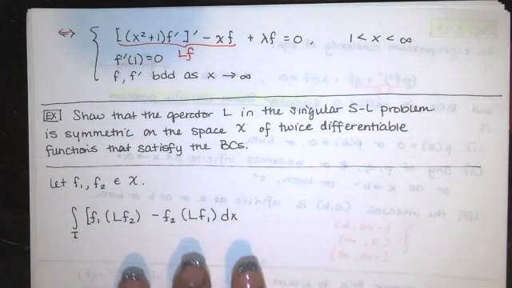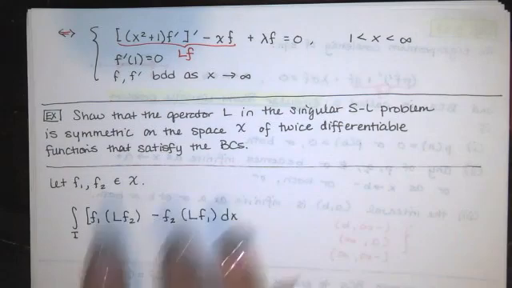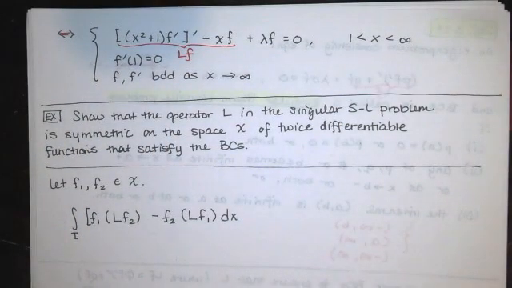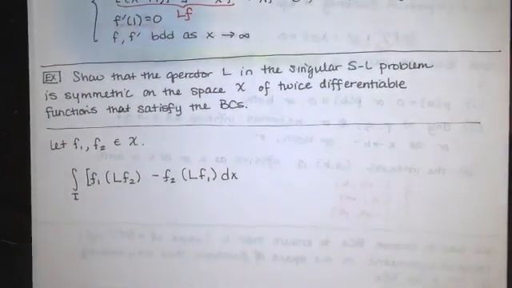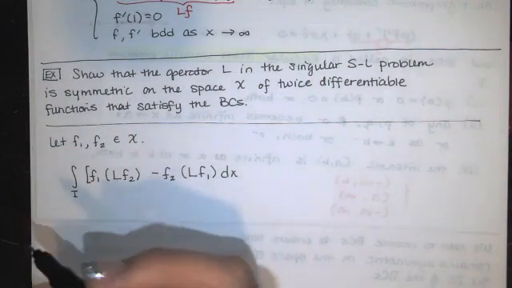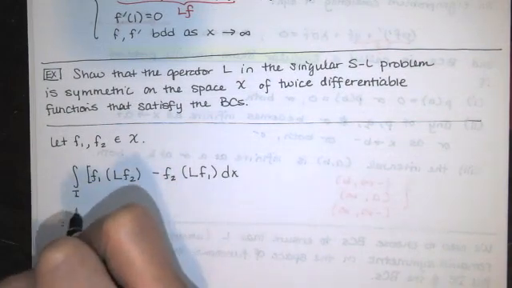If this expression is 0, then the operator in our singular Sturm-Liouville problem is a symmetric operator on the space of functions that we're interested in. And that means that when we do solve this problem, we can expect infinitely many eigenvalues that are increasing as n goes to infinity, and corresponding eigenfunctions that are mutually orthogonal, which is pretty nice. So the interval of interest is 1 to infinity.